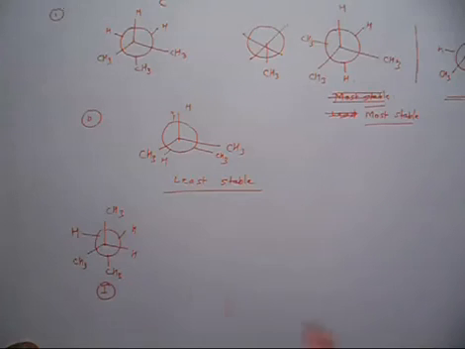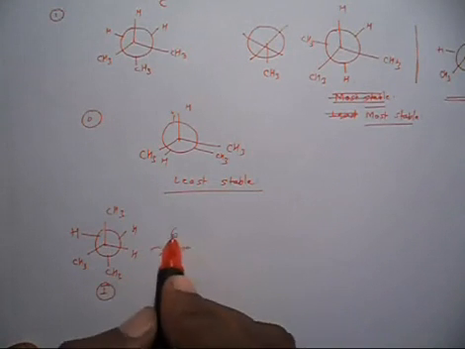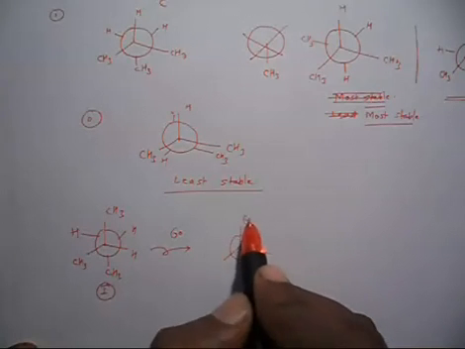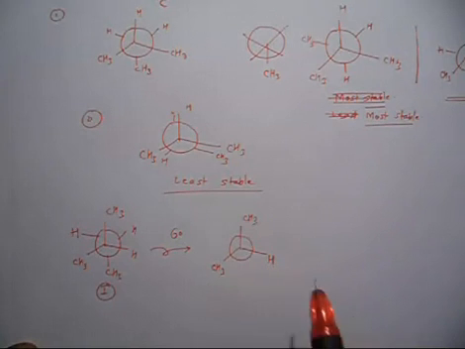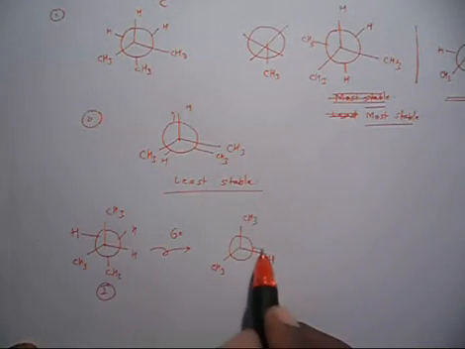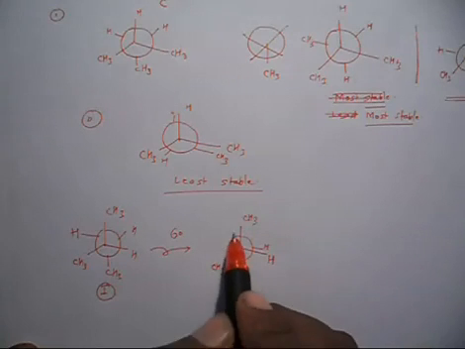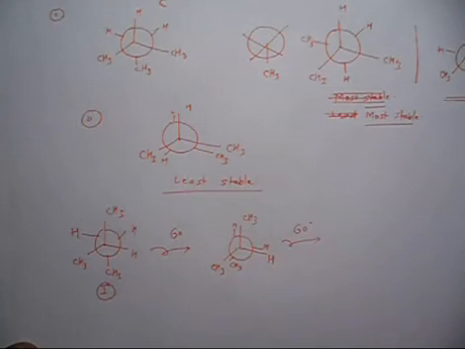Now if I rotate this, let us keep the front carbon as it is and rotate the back carbon. If I rotate the back carbon by 60 degrees, what will I get? I will have the front carbon as it is, CH3, CH3, H, and the back carbon, rotated by 60 degrees: this H comes here, this CH3 goes here, and this hydrogen goes here.